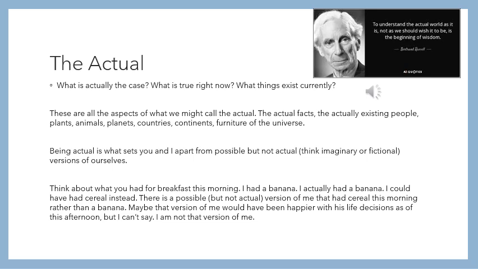Think about what you had for breakfast this morning. I had a banana. I actually had a banana, right? In the actual world this morning for breakfast, I had a banana. I could have had cereal instead. Well, what does that mean? It means that it's possible that I had cereal this morning rather than a banana. There is a possible version of me, not the actual one, but a possible one, that had cereal this morning rather than a banana. Maybe that version of me would have been happier with his life decisions this afternoon, but I can't say, right? I'm not that version of me.